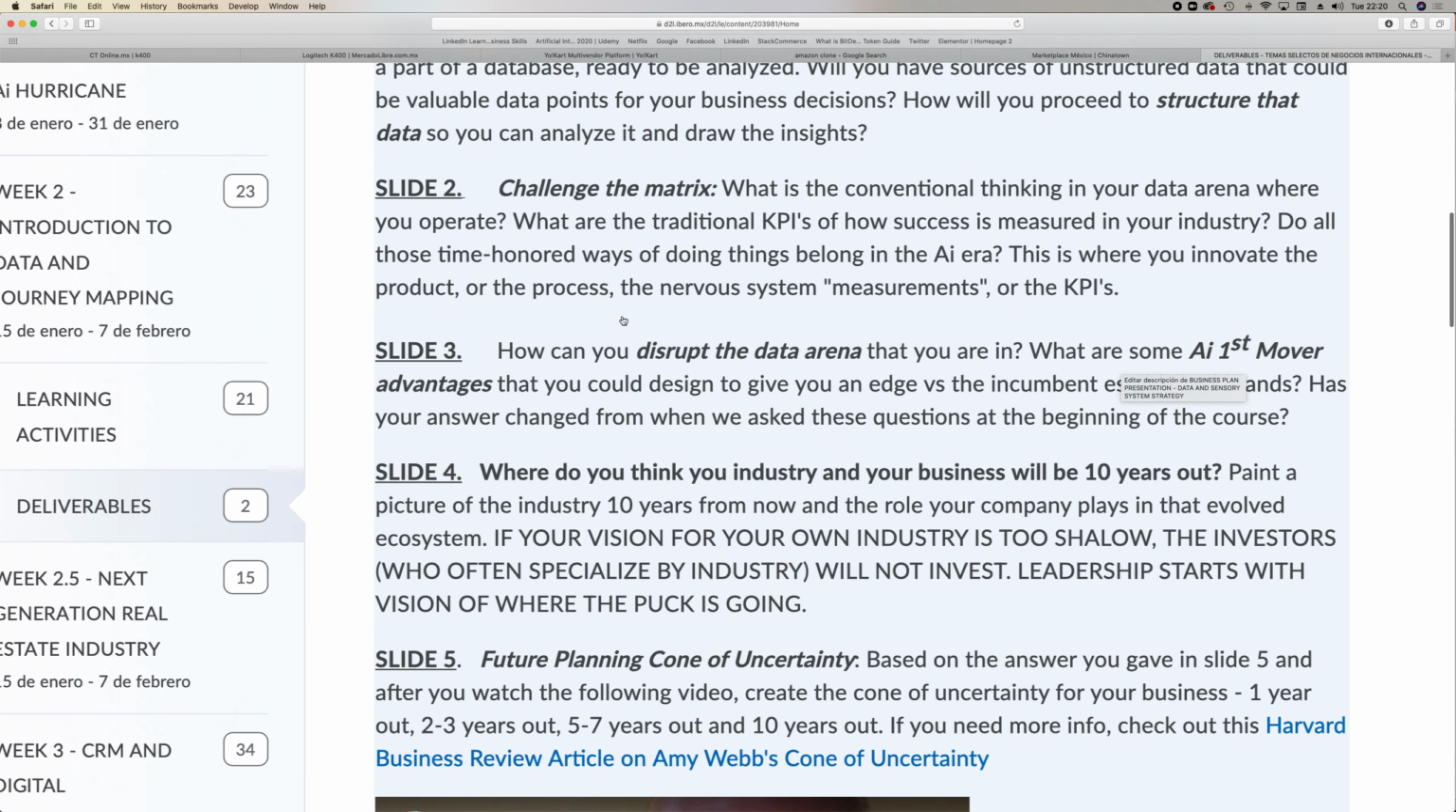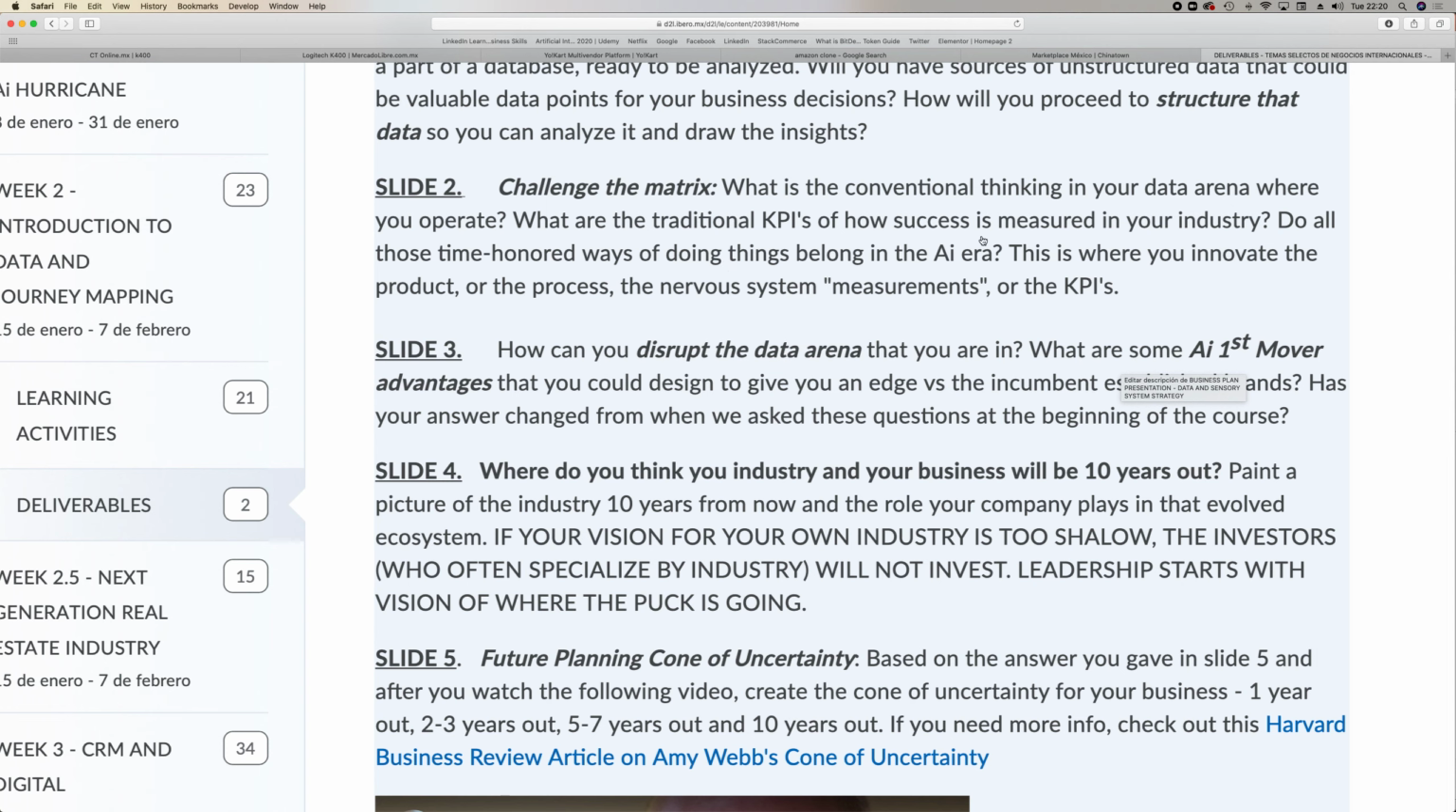Slide number 2 is about challenge the matrix. What is the conventional thinking in your data arena? Where do you operate? What are the traditional KPIs of how success is measured? So, for example, do all these time honored ways of doing things belong in the AI era? The answer is obviously not. This is where you innovate the product, the process, the nervous system measurements, or the KPIs.